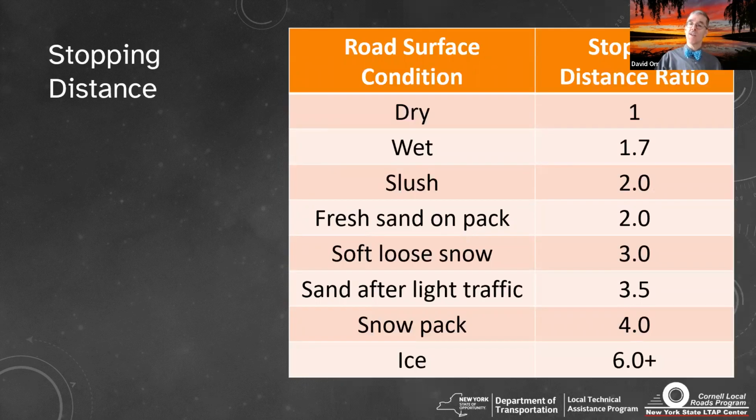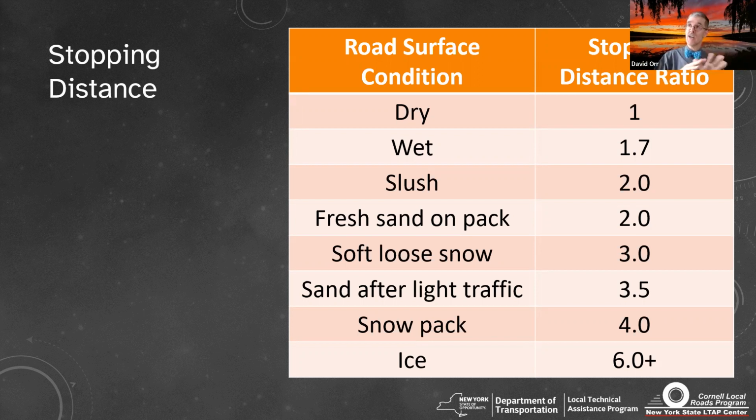Stopping distance on a roadway depends upon lots of conditions, including the vehicle, the operator of the vehicle, all kind of conditions. But from the standpoint of snow and ice, it really comes down to the ratio from normal stopping and dry conditions. It goes up as things change. So if you get a wet pavement, it goes up by about 70%, not quite double.